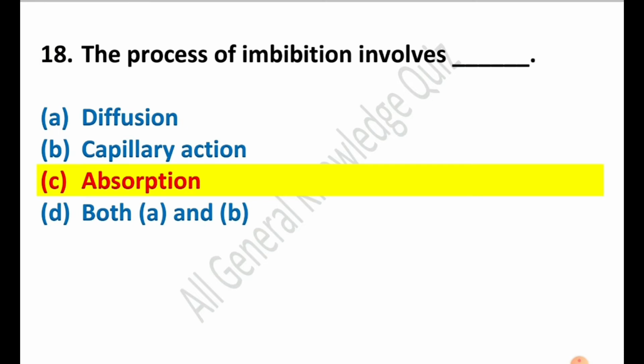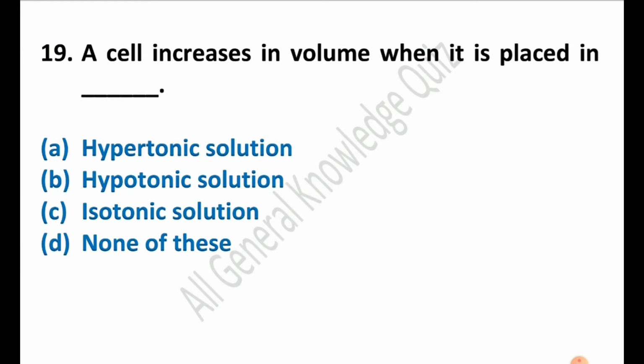The answer is option C, absorption. The process of imbibition involves absorption. Question number 19. A cell increases in volume when it is placed in option A, hypertonic solution, option B, hypotonic solution, option C, isotonic solution, option D, none of these. The answer is option B, hypotonic solution. A cell increases in volume when it is placed in hypotonic solution.